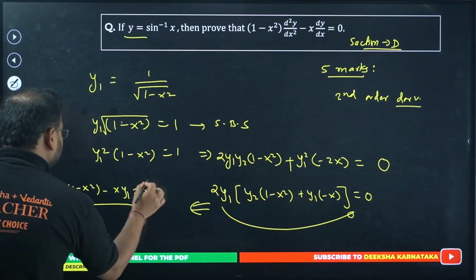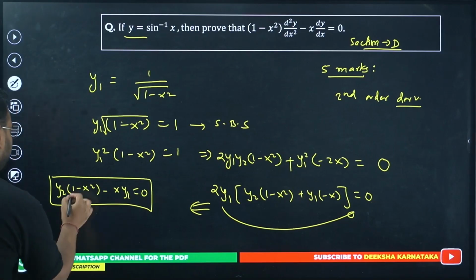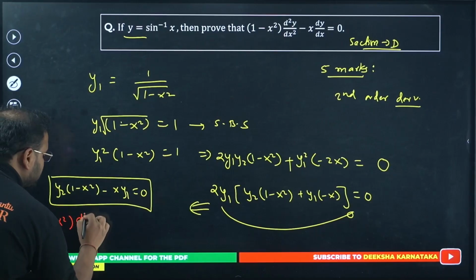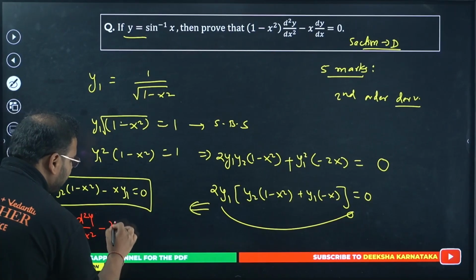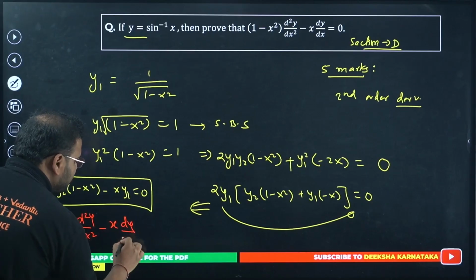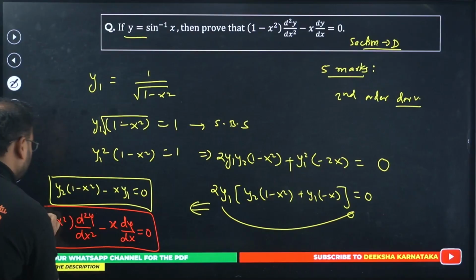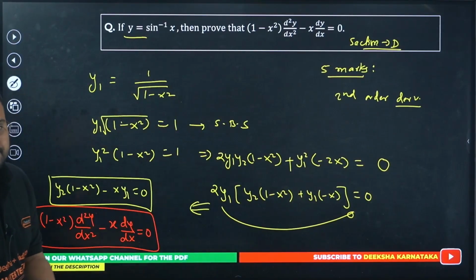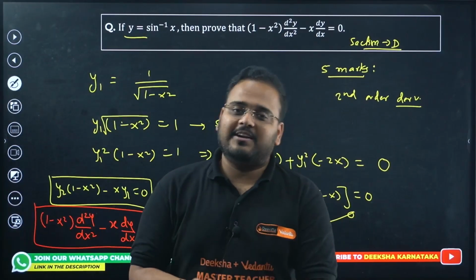If somebody is thinking, sir, this is not the answer, let me reframe it. Write it again, (1 minus x square) as it is in the bracket. y2 means second derivative, so d square y upon dx square, minus x, y1 means first derivative, so dy by dx. Now you can see that it is clearly the equation they were asking us to prove. So have a look. And these are your 2 short questions from the chapter Continuity and Differentiability.